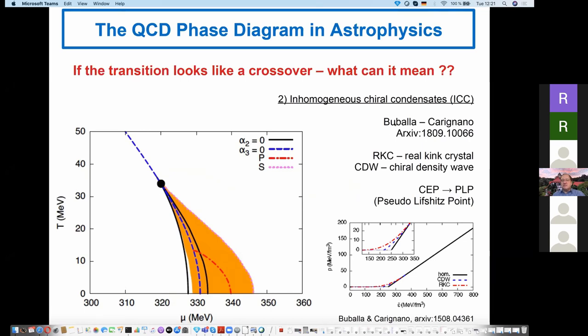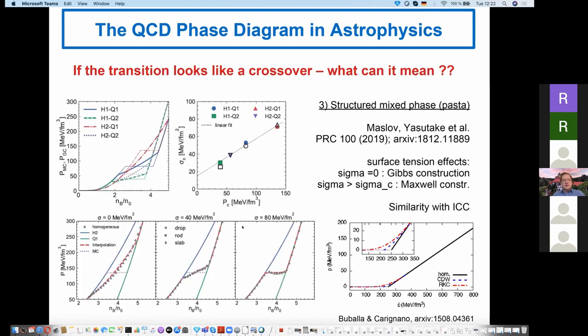These were discussed very much in recent papers by Michael Buballa and Stefano Carignano. And if so, then we have here, note, this is chemical potential, not density, this region with inhomogeneous chiral condensates. Eventually, the consequence would also be inhomogeneous color superconducting islands, which, to the best of my knowledge, has not yet been fully studied. And this would not be a critical endpoint, but rather a pseudo Lifshitz point.